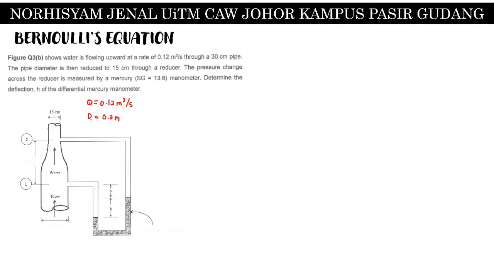So the diameter at point 1 is 0.3 meter, and the diameter at point 2 is 0.15 meter. The pressure change across the reducer is measured by a mercury manometer with a SG of 13.6. Determine the deflection h of the differential mercury manometer.